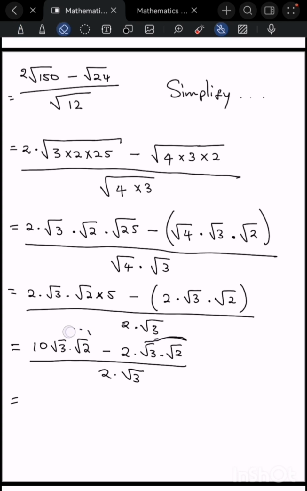because this is making it like terms. These two become like terms, right?